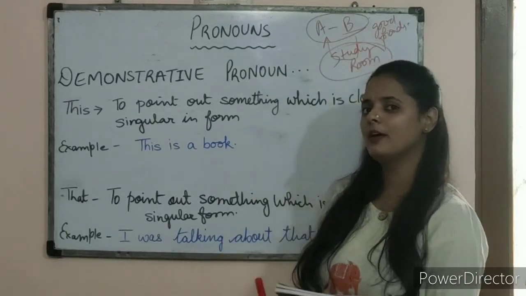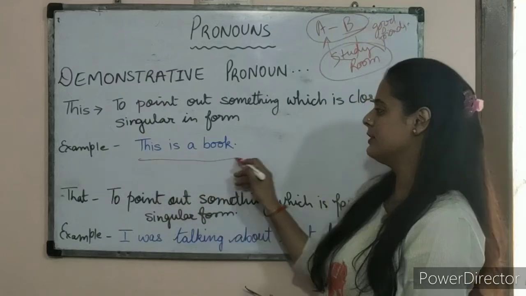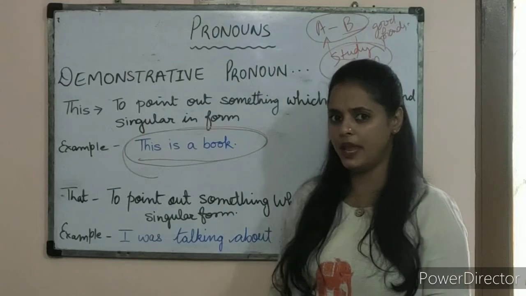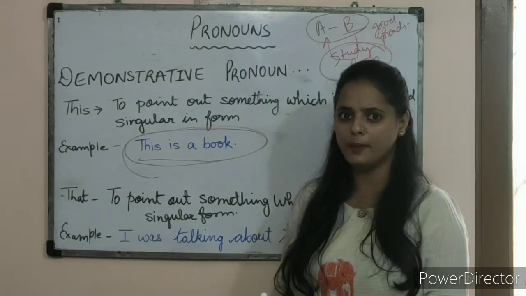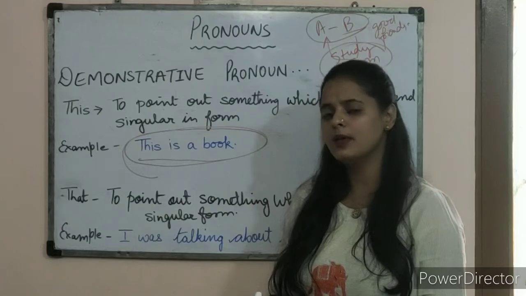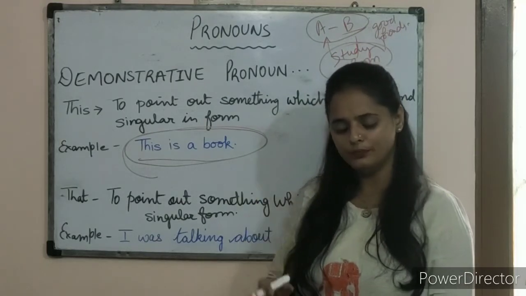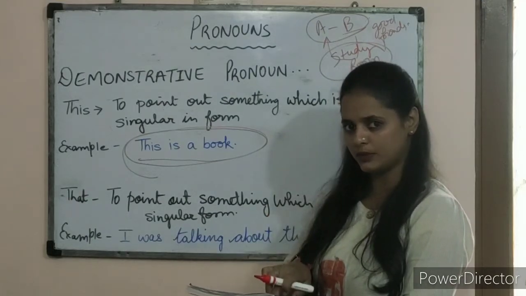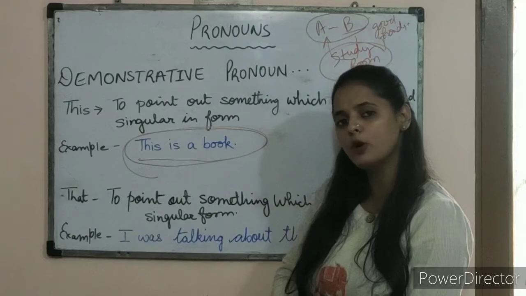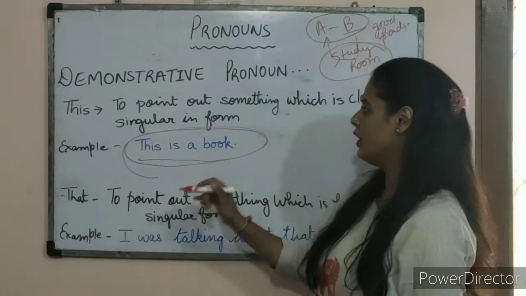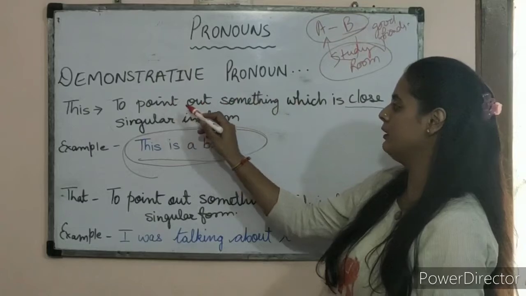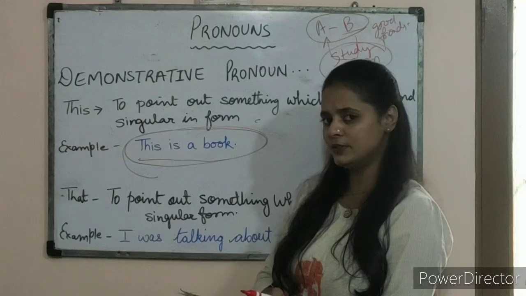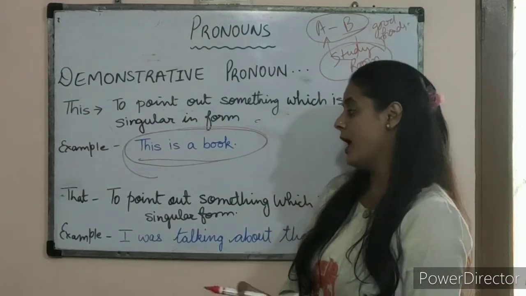So what did I do here? I gave you the example of this is a book. Of course Mr. B and Mr. A are in the study room and the book was near to them, right? So what did Mr. B say? Master B or Mr. B, it is up to you. B said to A that this is the book you need to start with. Why this is the book? Because the book was near to them. So it was close, right? To point out something which is close and singular in form. So it was in singular form. This is the book.